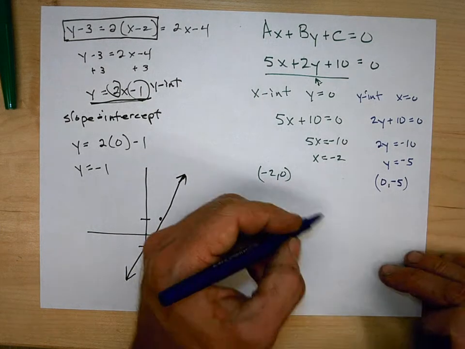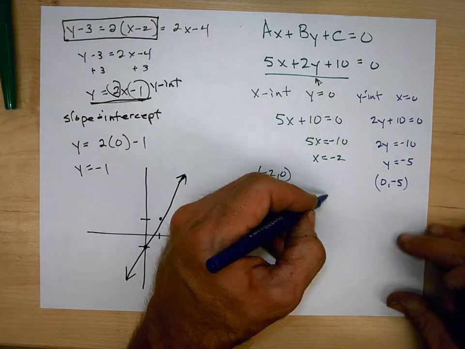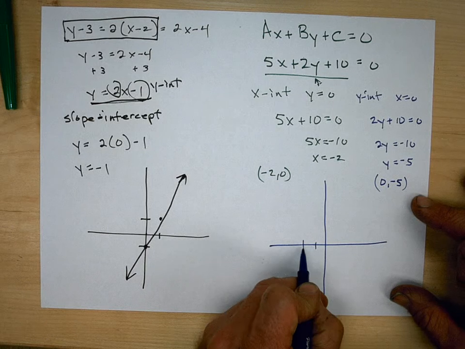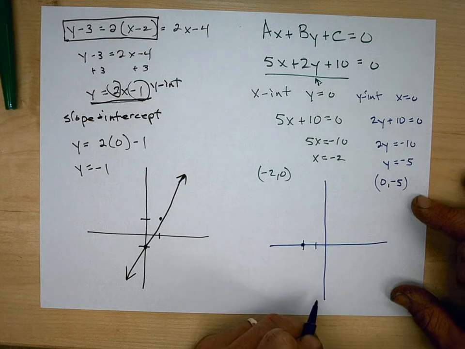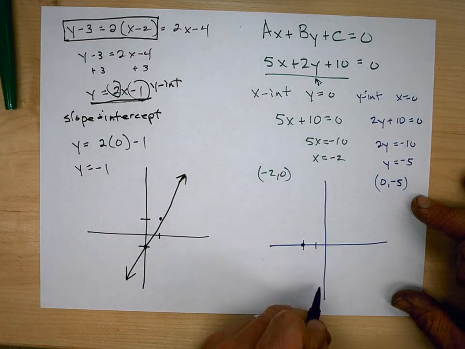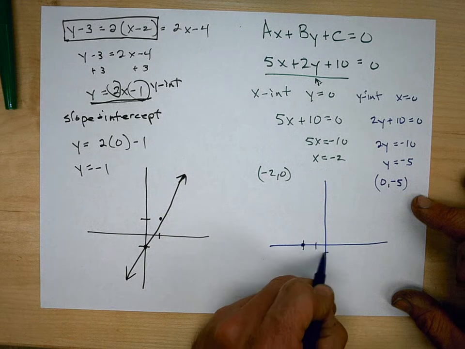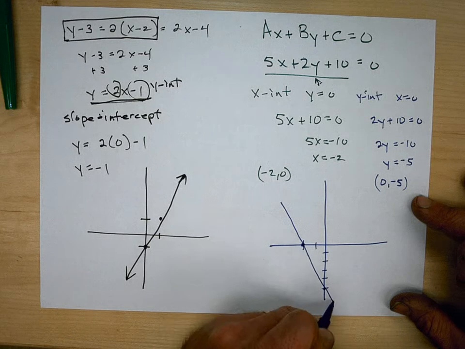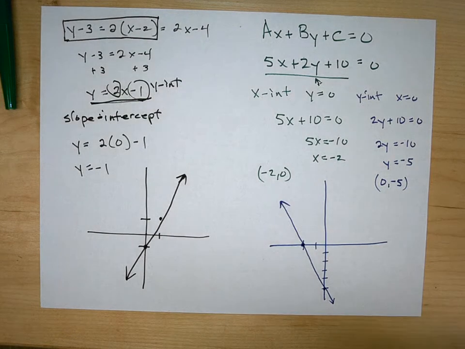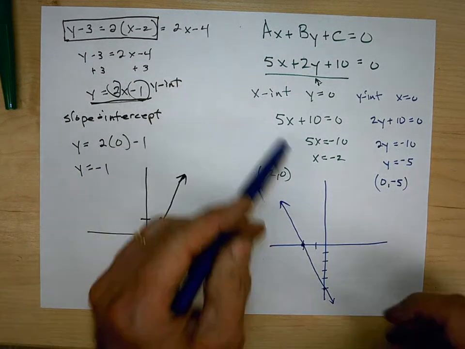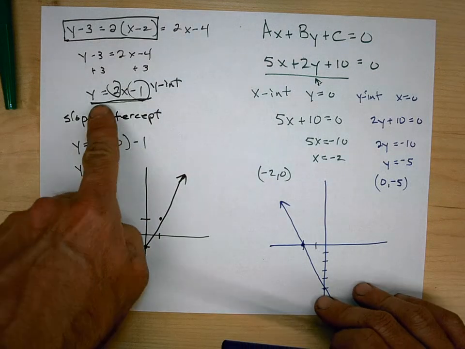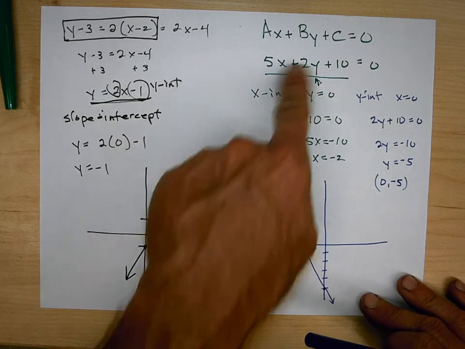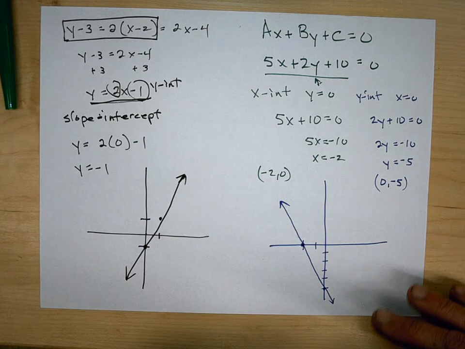And then, this is pretty simple to graph then, right? I've got 2 points. I've got the point negative 2, 0, right here. That's my x-intercept. My y-intercept is at 0, negative 5. So 1, 2, 3, 4, 5. So I would end up with this being my line. All right. Now, of course, I could rearrange this and get it into slope-intercept form as well and graph it that way. But this is a useful form just for finding the intercepts and graphing it using the intercepts.